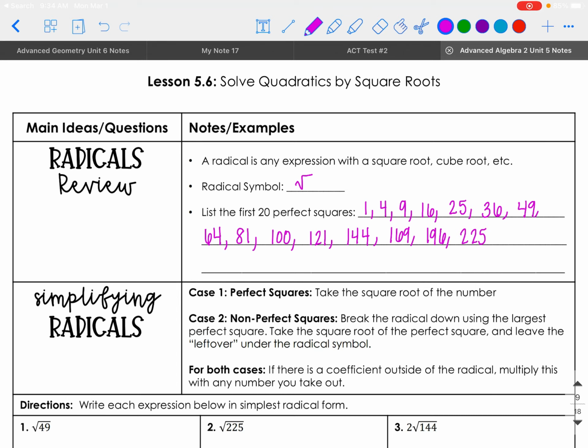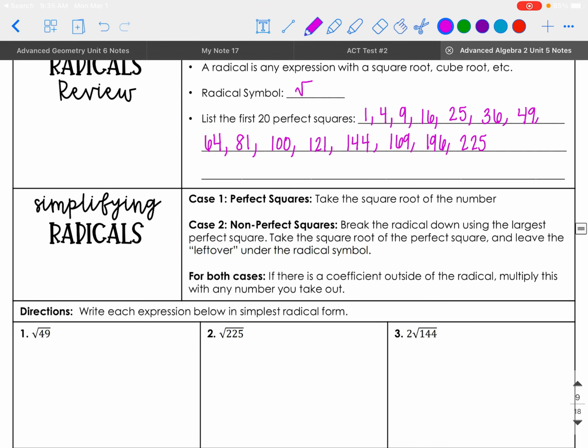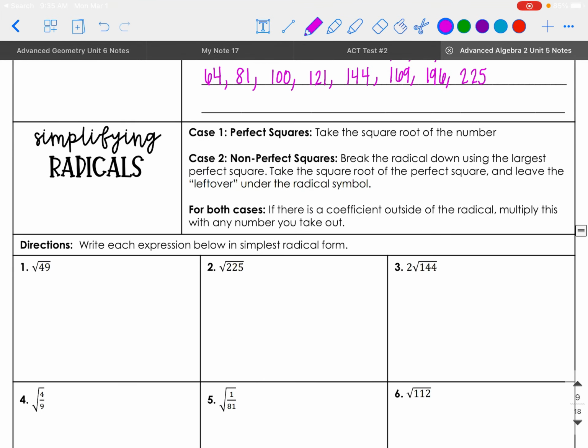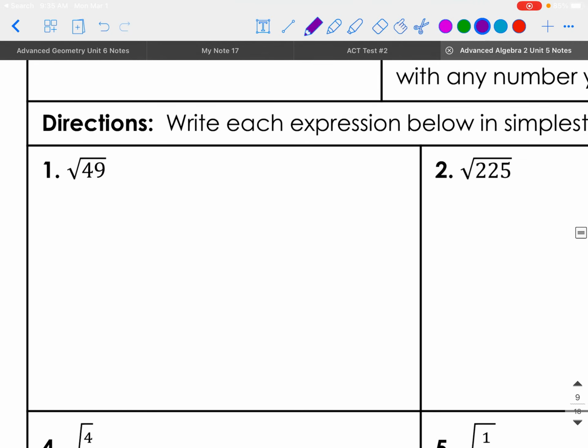So before we get into solving quadratics, you need to know how to simplify a square root, or simplify a radical. If it's a perfect square, like square root of 49, you know that as being 7. But when we're talking about quadratics, you have to include the positive and negative. So 7 and negative 7. If I take 7 times 7, I get 49. If I take negative 7 times negative 7, I also get 49.